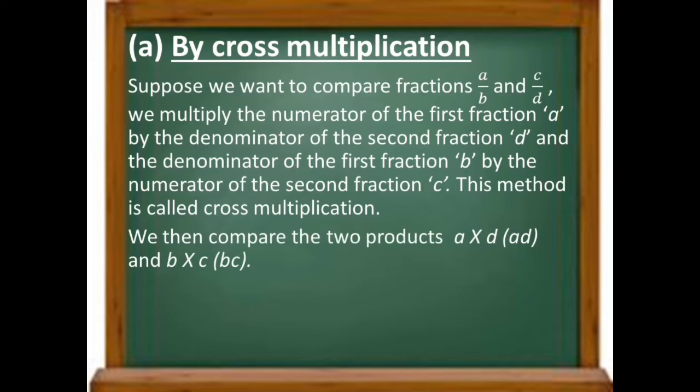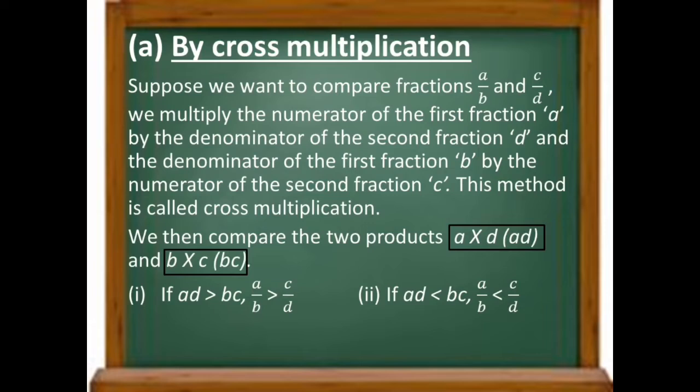We then compare the two products a multiplied by d, that is ad, and b multiplied by c, that is bc. Students, if ad is greater than bc, then a by b is greater than c by d, and if ad is less than bc, then a by b is less than c by d, and if ad is equal to bc, then a by b is equal to c by d. Now let us see this with the help of an example.